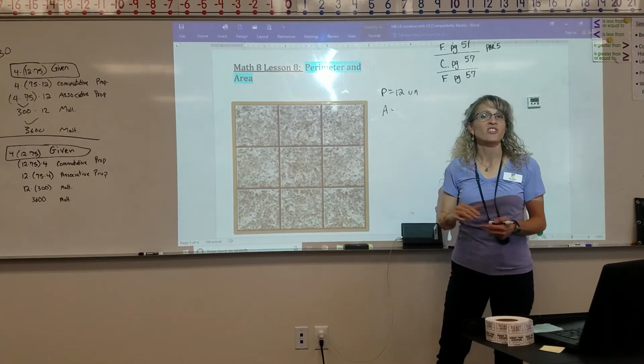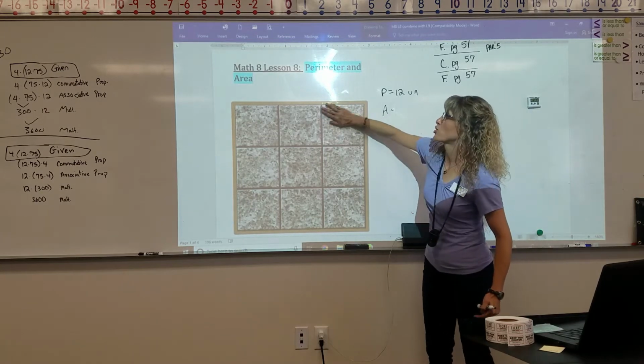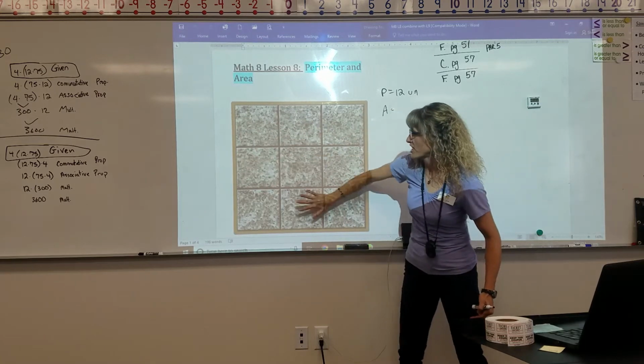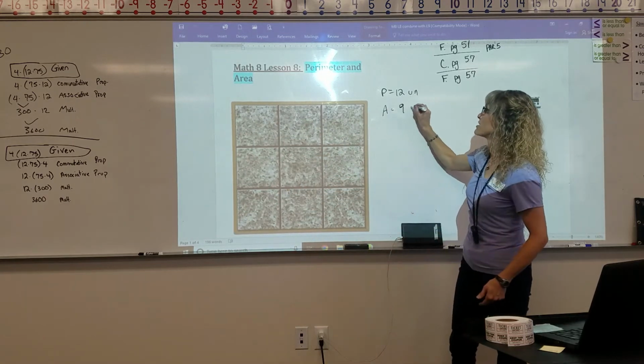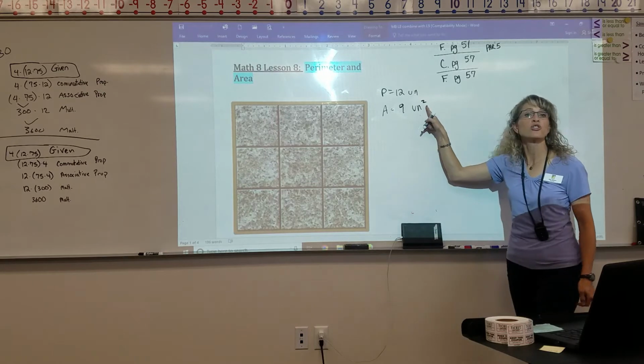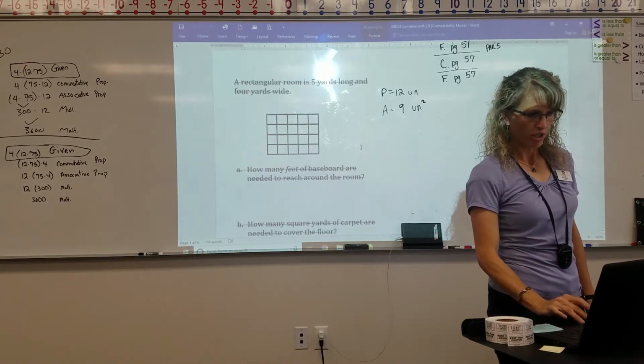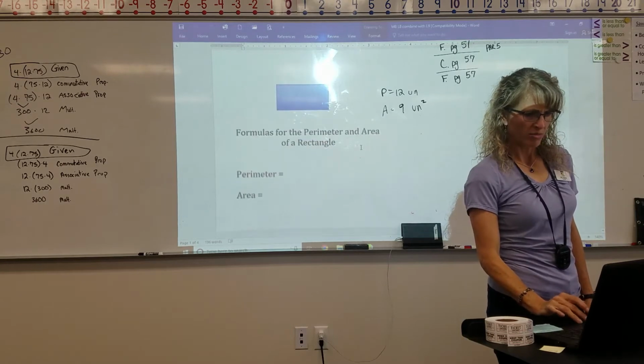Area is the surface on the inside. So, I can say this is 1 square unit, 2, 3, 4, 5, 6, 7, 8, 9 square units, and we use a 2 as an exponent to say square units. So there's a really quick review. I know you guys have probably done this before.